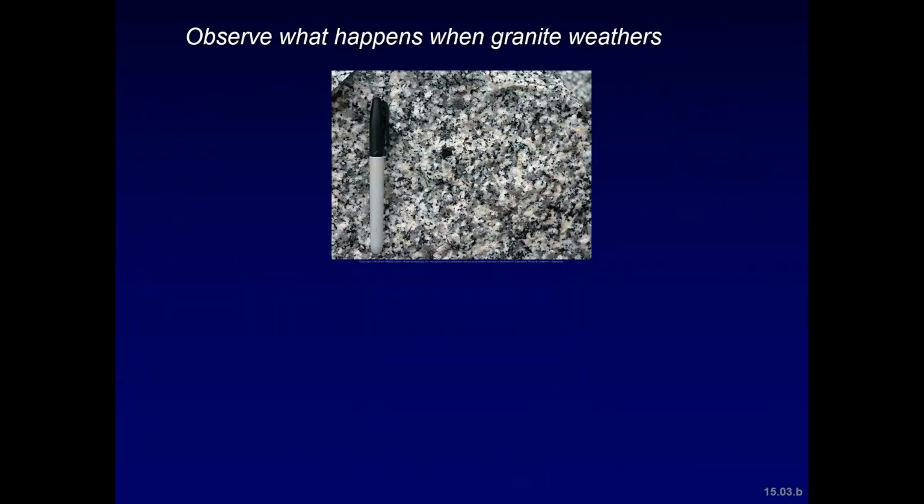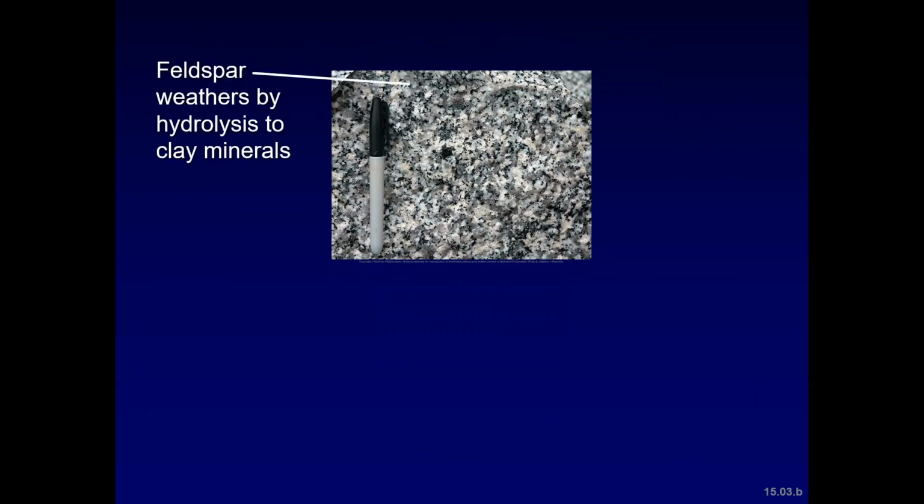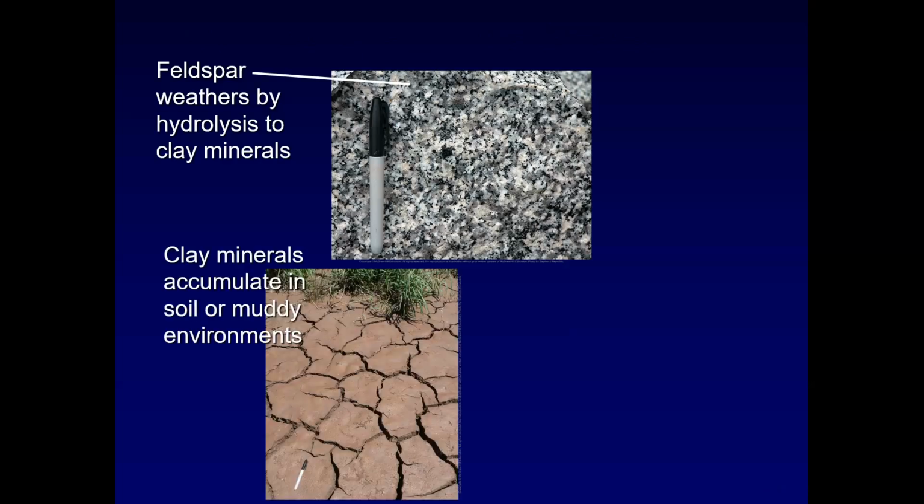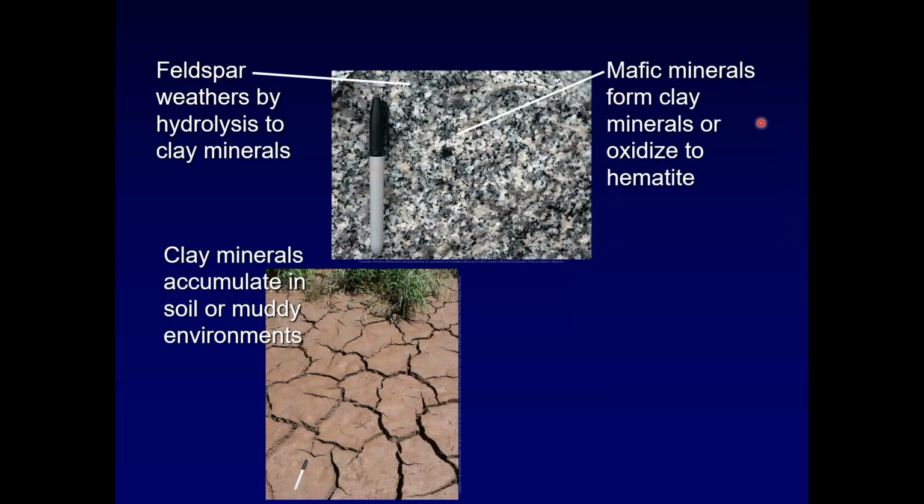Okay, so when granite weathers, we have feldspar weathering by hydrolysis into clay minerals. Feldspar is the most abundant mineral in granite. Okay, and then clay minerals can accumulate in soil or be eroded and transported by water. The mafic minerals form clay minerals or they oxidize to hematite. So you'd see some red clay from that type of weathering. So the mafic minerals can include biotite or magnetite as well.